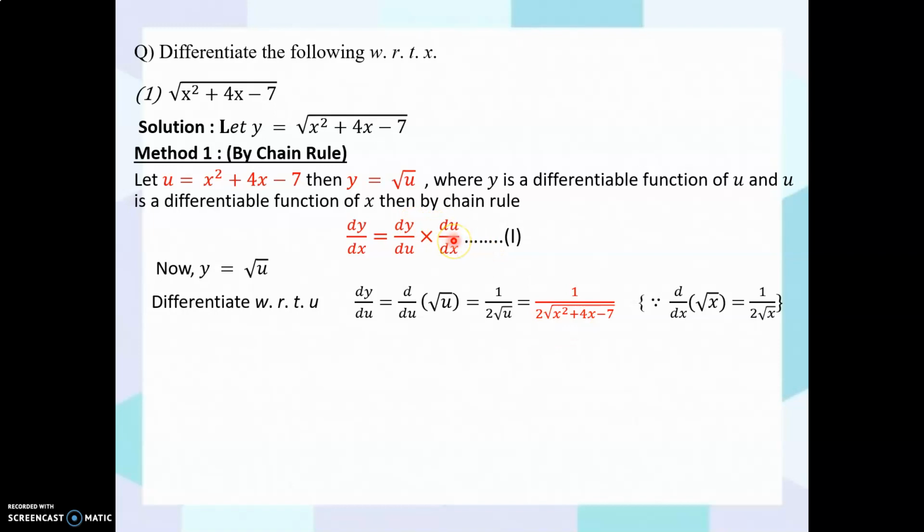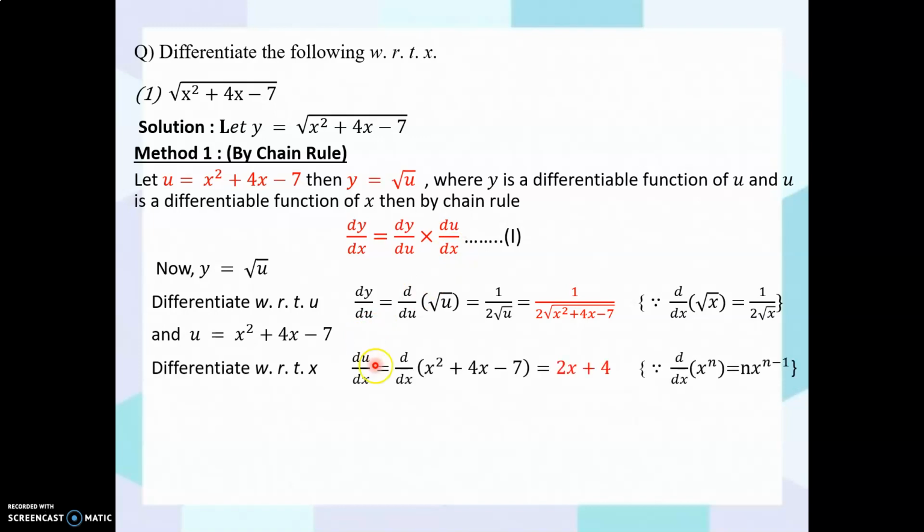Now I'll take the derivative of u with respect to x. And the function u is x square plus 4x minus 7. So taking derivative with respect to x, du upon dx is equal to derivative of this function. Function consists of 3 terms. So first term is in the format of x raised to n. Second term is again x raised to 1 format. And third is a constant. So derivative of x raised to n is n x raised to n minus 1. So derivative of x square is 2x. Derivative of 4x is 4 and derivative of minus 7 is 0. So derivative of this function is 2x plus 4.